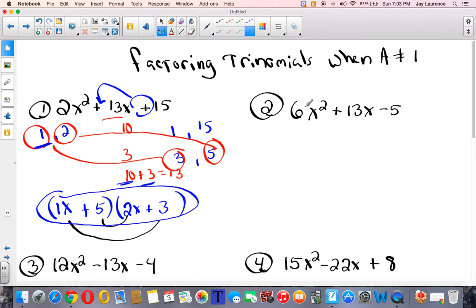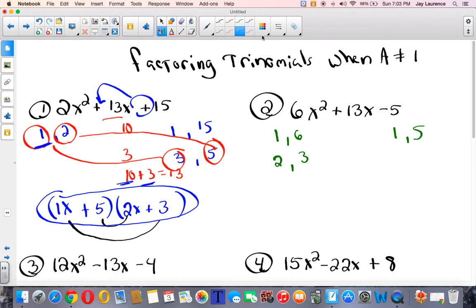All right, let's try this one here. It's going to be a little more complex because there's more factors. Well, I guess it won't be that bad though because C only has 2 factors. So 1 and 6 and 2 and 3. And over here I have 1 and 5. Now this time I notice that C is negative, which means I'm going to subtract to get this number.